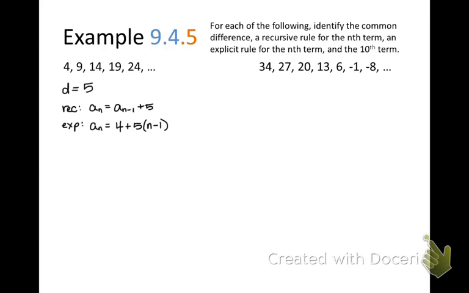Please stop talking on the side. Does everyone understand why I have to do that n minus 1?